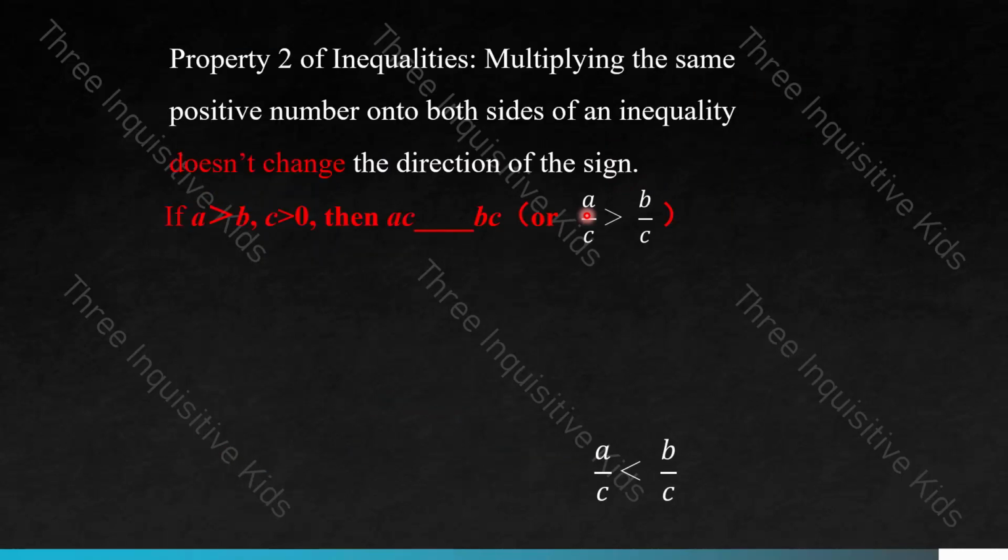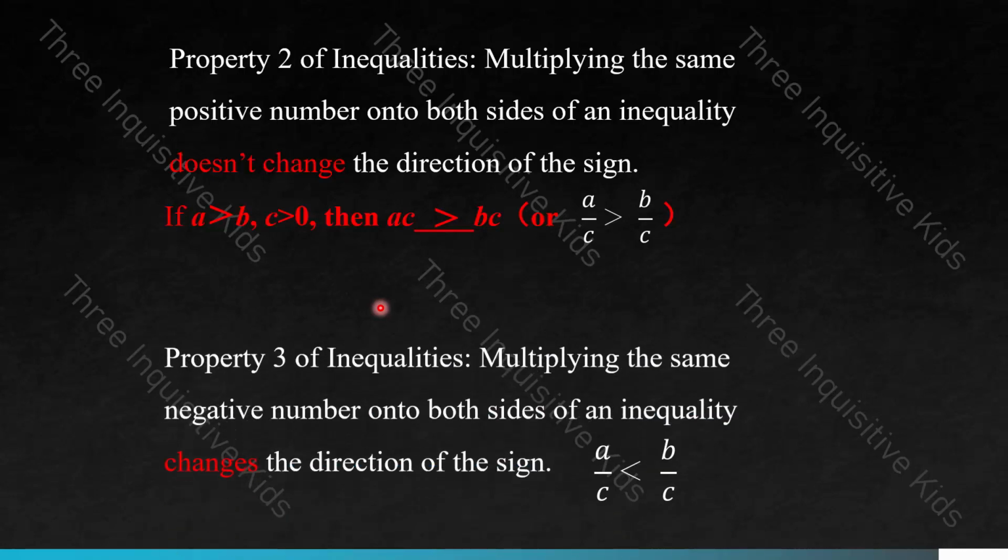Property 2 of inequalities. Multiplying the same positive number onto both sides of an inequality doesn't change the direction of the sign. And here it's the same positive number. So if a is greater than b and c is greater than 0, then AC is greater than BC, or A over C is greater than B over C.